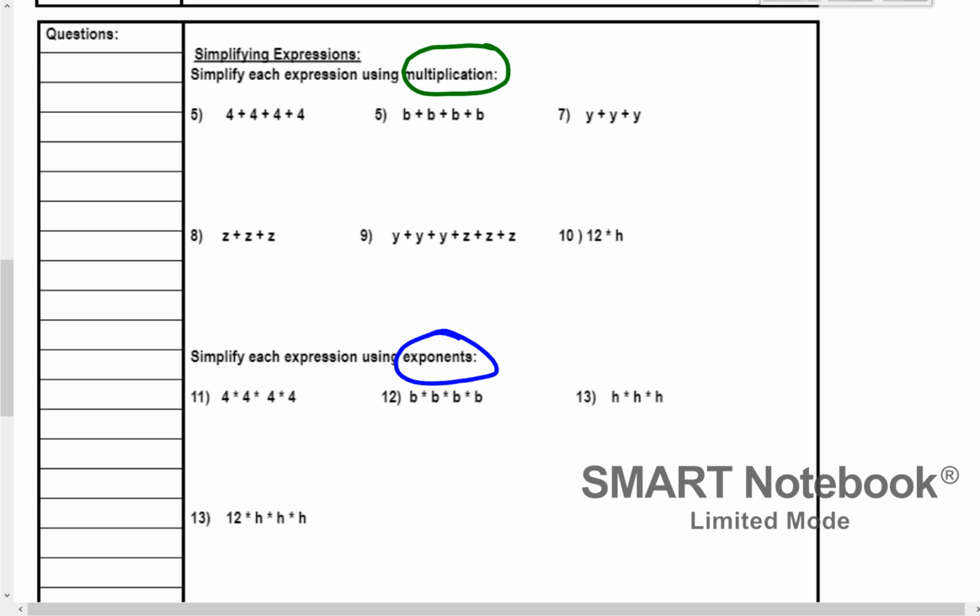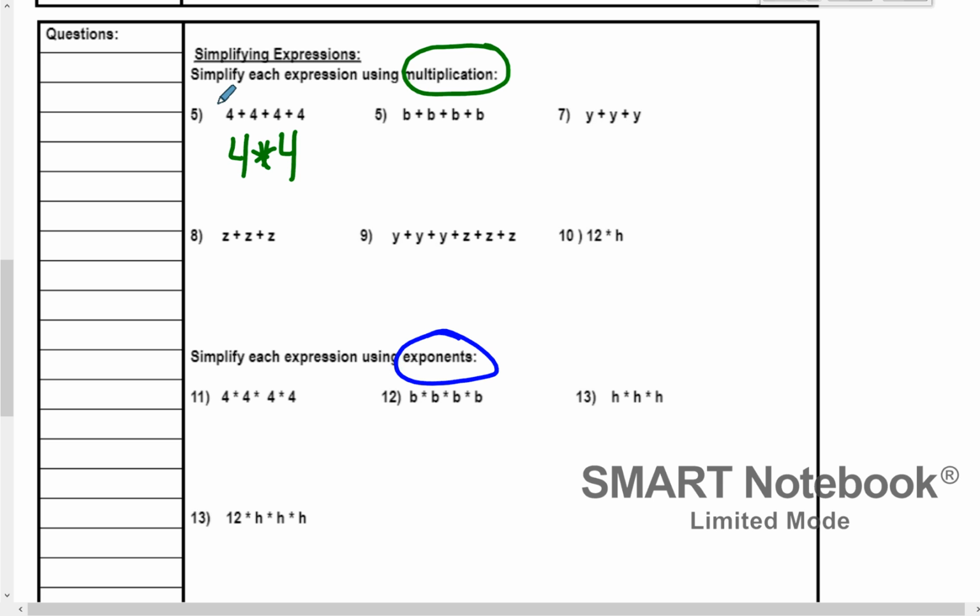All right, so here we have 4 plus 4 plus 4 plus 4. We want to rewrite that expression using multiplication. So if we have 4 being added together 4 times, we could add 4 plus 4 plus 4 plus 4 to get 16, or you could just do 4 times 4. There's a star. 4 times 4, because there's 4 4s being added together.